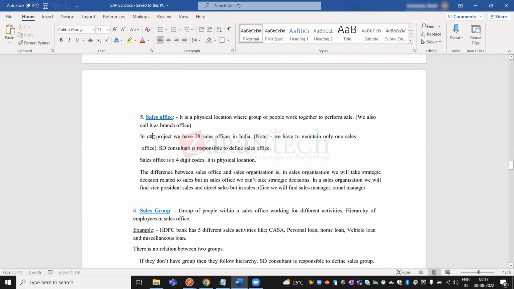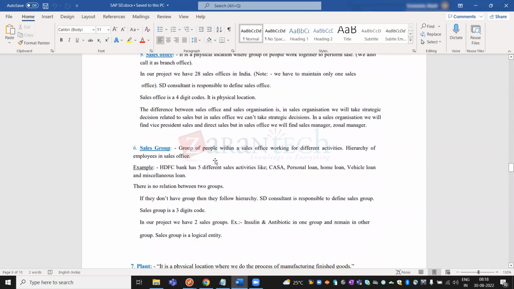Then you are familiar with this word, like sales organization, as we were doing a training, no? You are familiar with this. I can also share the document with you, so it will be easy for you.